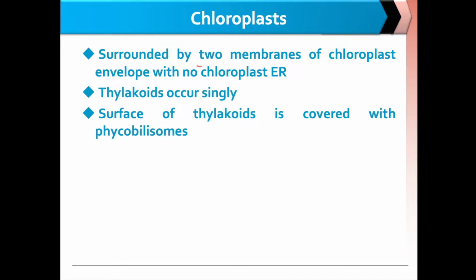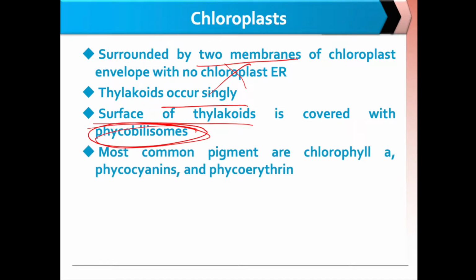So they have a two-membrane chloroplast. They don't have a chloroplast ER. Again, primary endosymbiosis yung origin ng kanilang chloroplast. Their thylakoids occur singly. And usually, the surface of your thylakoids are lined with what we call your phycobilisomes. And the most common pigments that we can find are your chlorophyll a, phycocyanins, and phycoerythrins that are closely associated with your phycobilisomes.